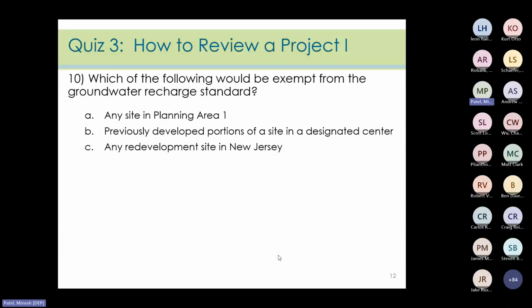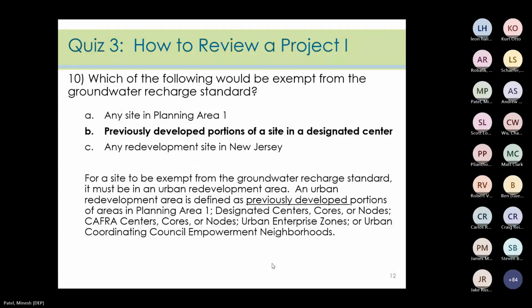Question 10, which of the following would be exempt from the groundwater recharge standard? And the answer here is B, previously developed portions of a site in a designated center. Just being in a Planning Area 1 is not an allowed exemption from the groundwater recharge standard, nor is redevelopment automatically exempt. Only previously developed portions of sites in the designated locations that are listed on the slide can be exempt.